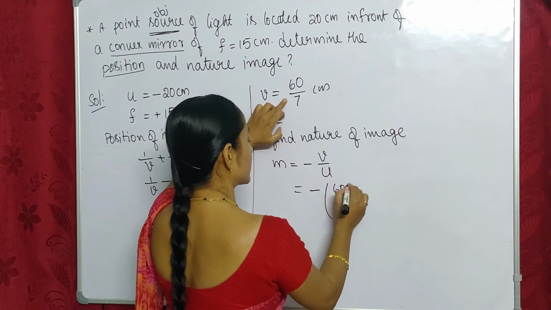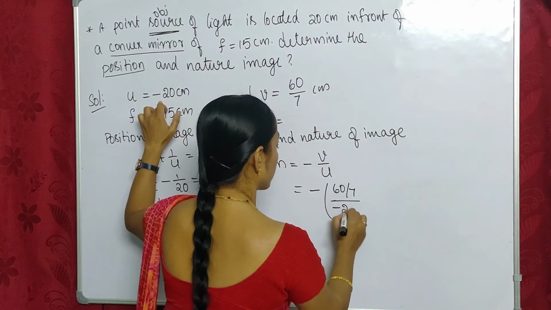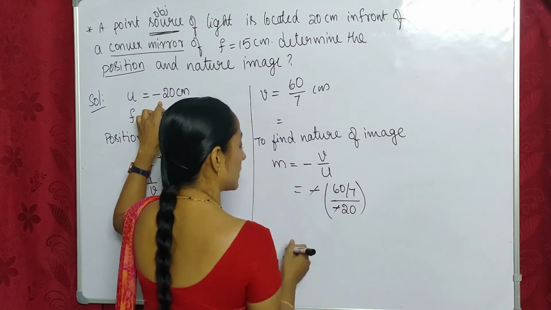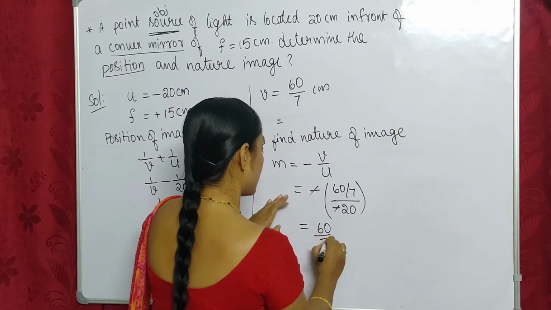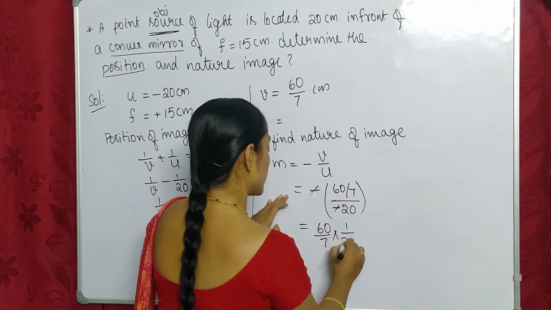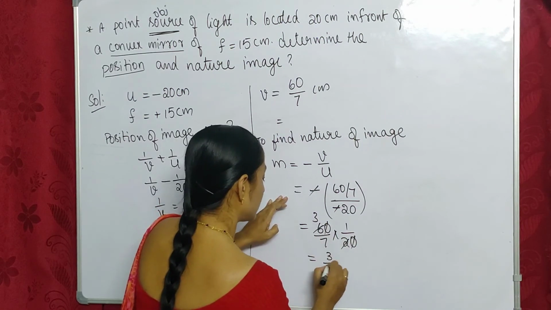V is 60 by 7 by what is u? Minus 20. So minus minus gets cancelled. 60 by 7 into 1 by 20, 20 3 times. So the answer is 3 by 7.